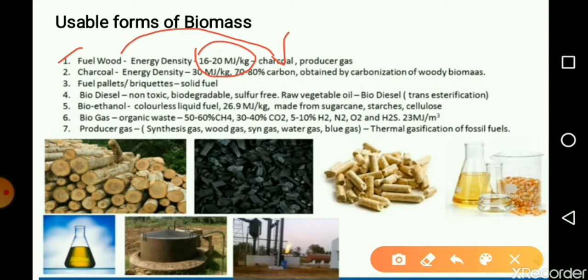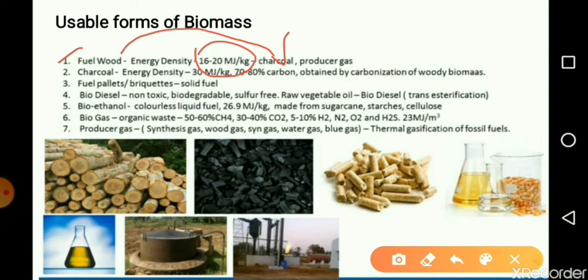So this is the process of combustion which can produce heat from the fuel wood, but it is a highly inefficient method because only 5% of heat is obtained from this method and the remaining heat is lost due to incomplete combustion and radiation losses. So this is the drawback of this particular form of the biomass when we are using it in the raw form.